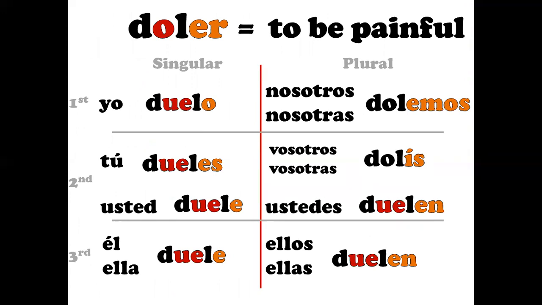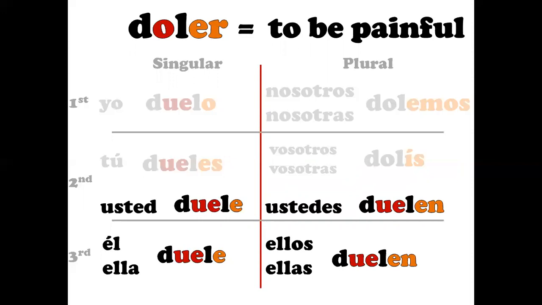It's a boot verb, a stem changer. Nosotros and nosotras, vosotros, vosotras are regular. But in all the other forms, you have O to UE. Duelo, dueles, duele, duelen. But which two are we going to use almost exclusively?